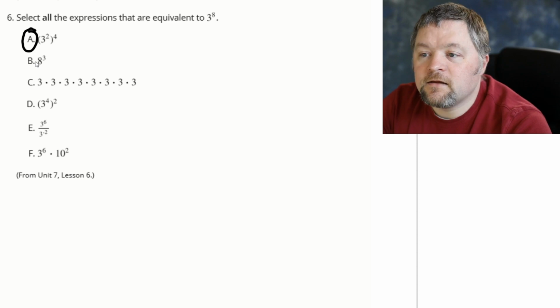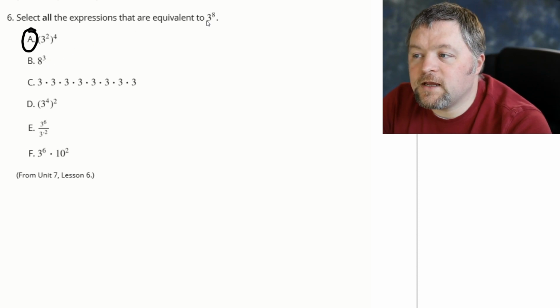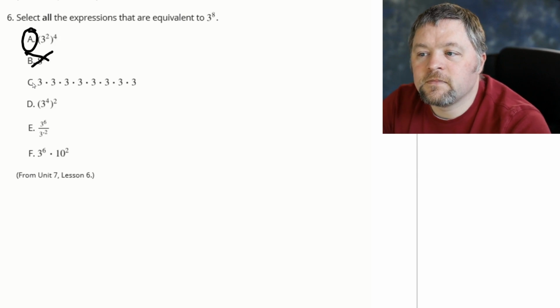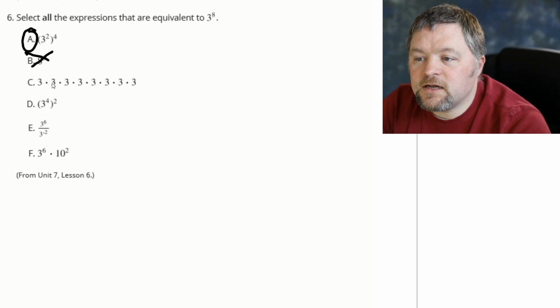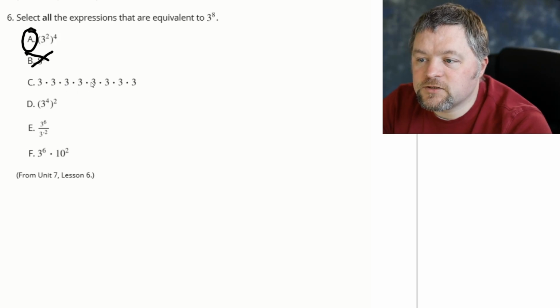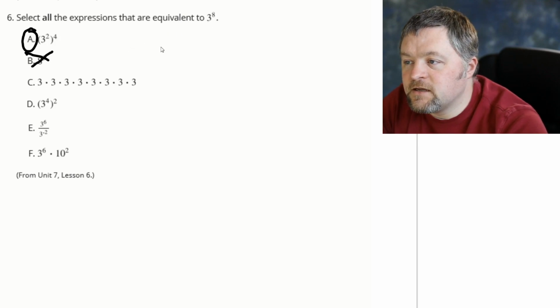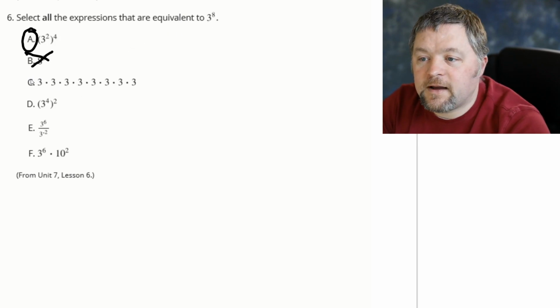B, 8 to the power of 3. Well, we can't just swap our base and exponent. That doesn't work. C is 3 times 3 times 3 times 3 times 3 times 3 times 3 times 3. 1, 2, 3, 4, 5, 6, 7, 8. This is multiplying 3 by itself 8 times, and that's exactly what 3 to the power of 8 means. C works.